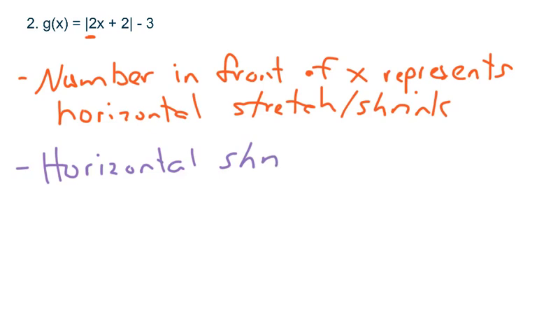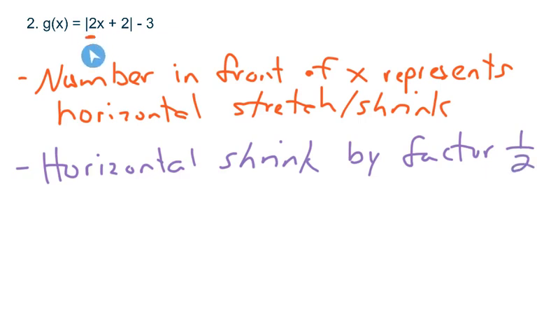Horizontal shrink by a factor of 1/2. Now, I know that because I'm multiplying x by 2, and remember, horizontal things are always backwards in some way. So if we're multiplying x by 2, that means the factor is 1/2, and if the factor is 1/2, that makes it a shrink. Okay?